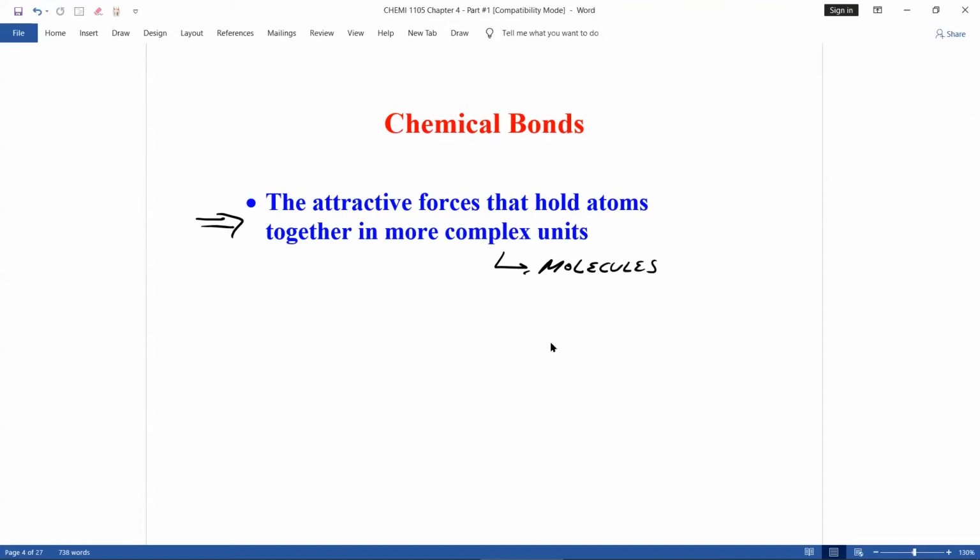So what holds the two hydrogens and oxygen together in water? Chemical bonds. In sodium chloride, what holds the chlorine and sodium together? A chemical bond. So chemical bonds hold atoms together in the form of molecules.